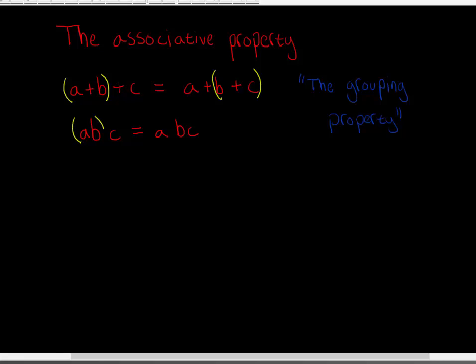I can grab these 2 together and multiply those first, or grab these 2 together and multiply them first. And when I'm done with all of my calculations, the answer is going to be the same. So it doesn't matter how you group your terms together under addition and multiplication. That's what the associative property is telling us.